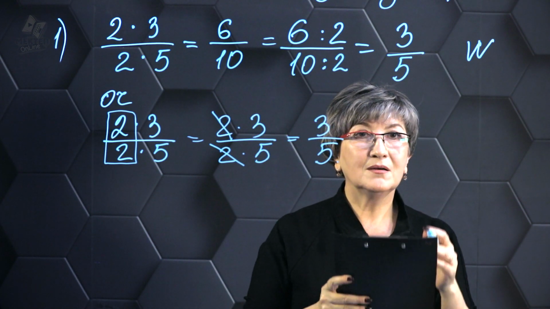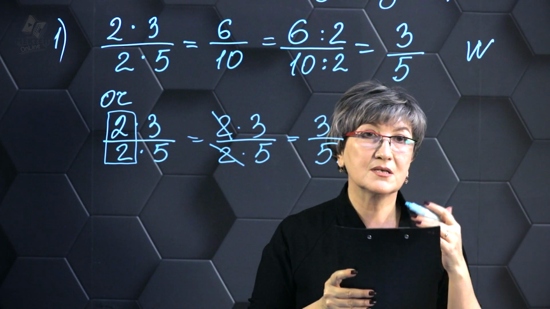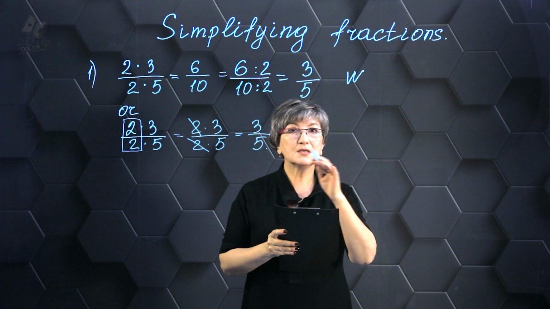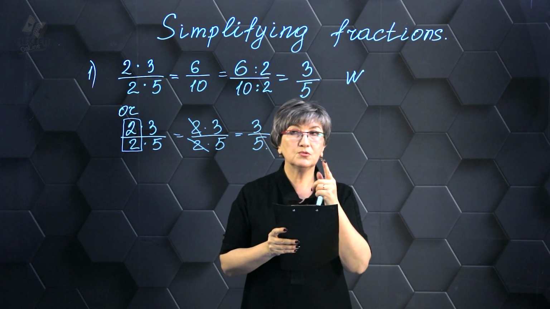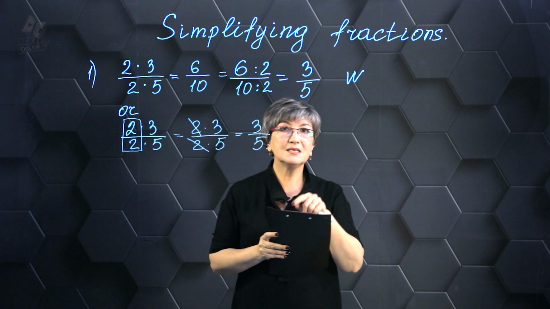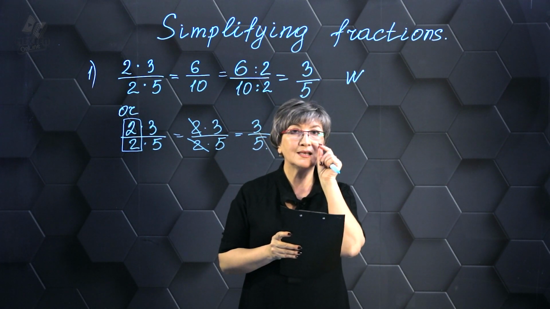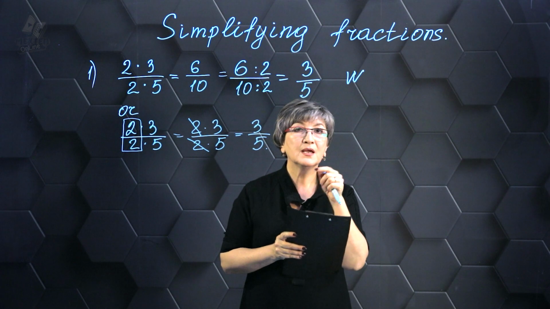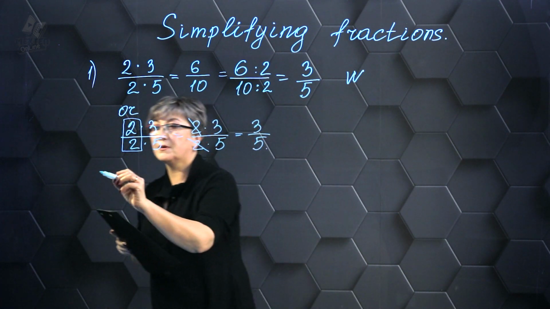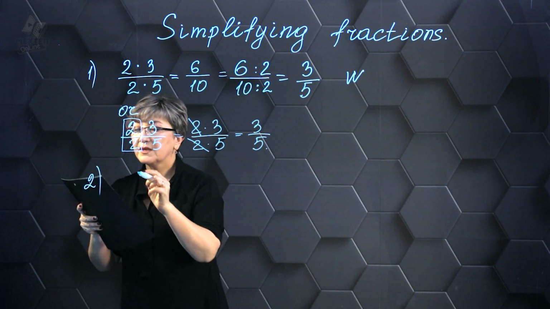So refrain from always taking action. It may be possible to promptly reduce something, but in this case, you consistently need to find the same number or the same multiplier in order to achieve the desired outcome. Let's consider another example. This is the second example.